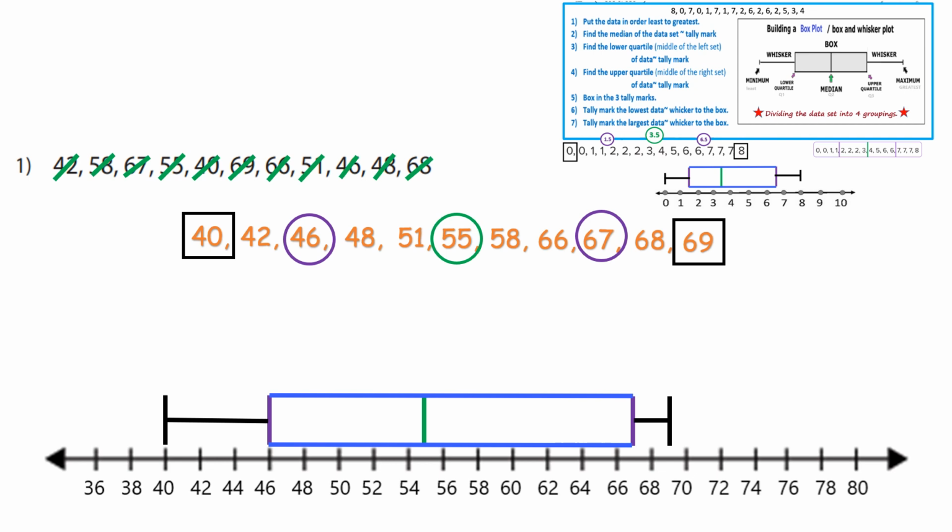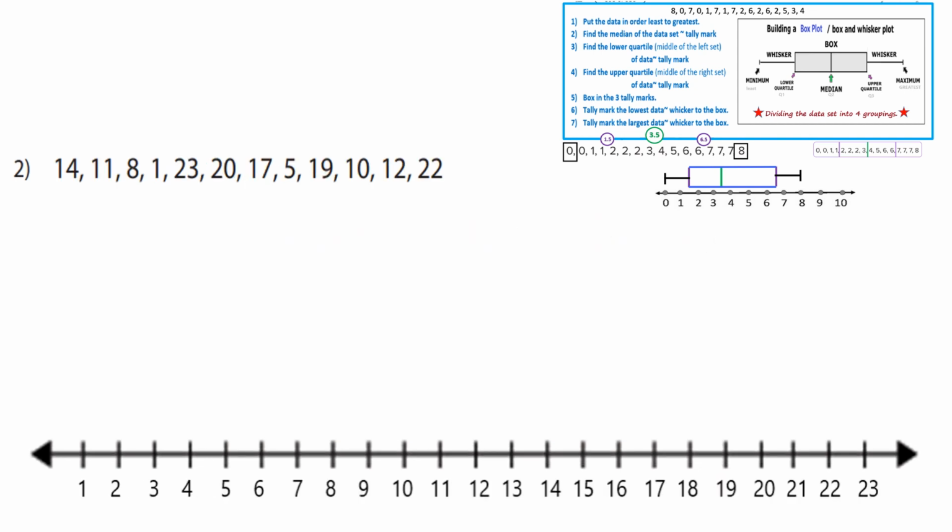So now I have my box and whiskers, or my box plot, with all of my data indicated, which would be put into 4 equal groupings. So let's look at data set 2. Now, when I count all those, I see I have an even number of data. So this is going to be more like the handout image that I gave you, where I have to do some math to find my median and my quartiles.